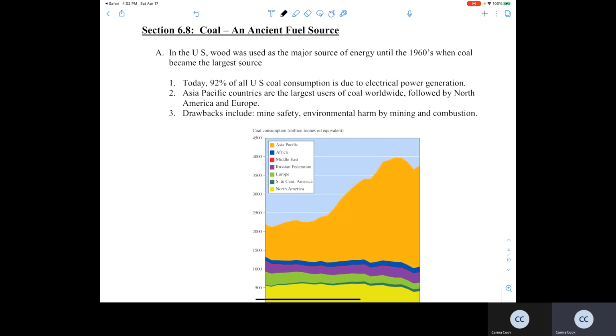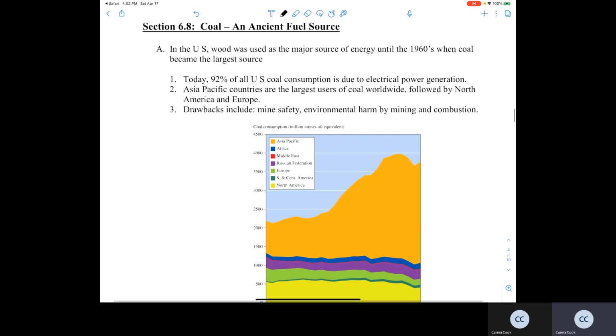This is the Chapter 6 pre-class lecture discussing coal. In the United States, wood used to be our major source of energy until about the 1960s, when coal became the largest fuel source. 92% of all the coal used in the United States today is used for generating electricity. Today, Asia Pacific countries are the largest consumers of coal worldwide, followed by North America and Europe.